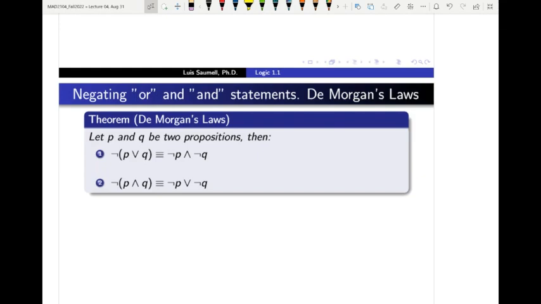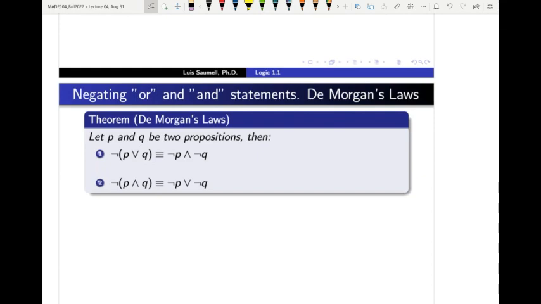The AND turns into OR, and you have to negate both parts. So the negation of P and Q is negation P or negation Q. Okay, it's called De Morgan's law. And let's verify this. So I'm going to prove number one, and then number two, I'm going to leave it to you as homework.